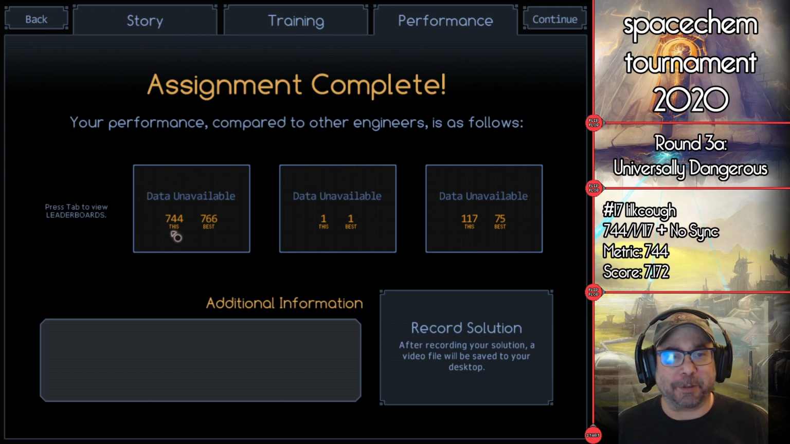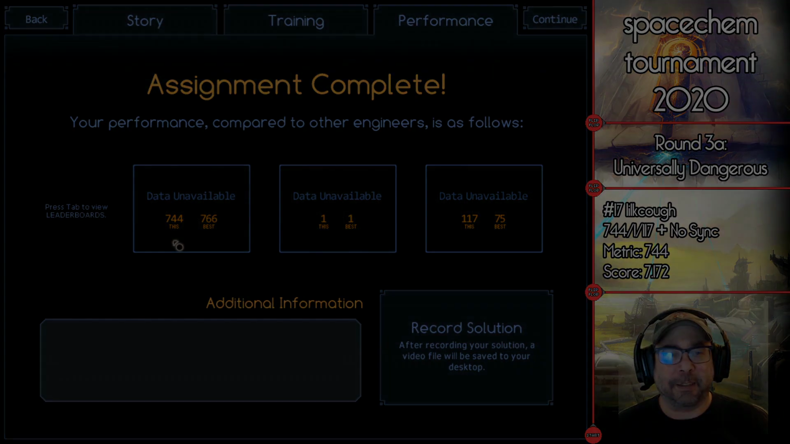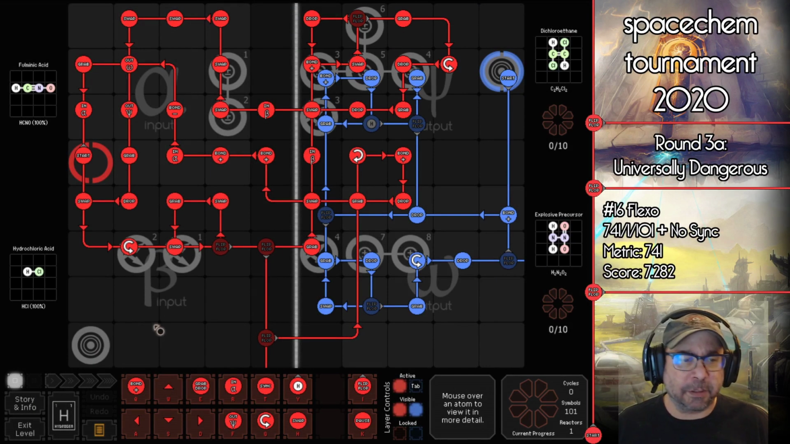lilkcough comes in with 744 cycles for 17th place. Next solution is the 16th place solution by Flexo. Let's go take a look at it.